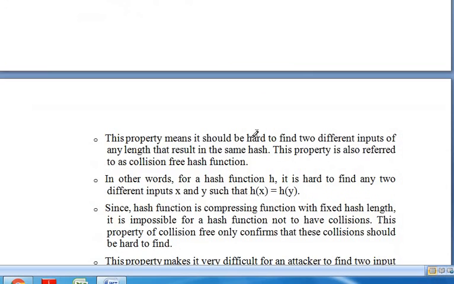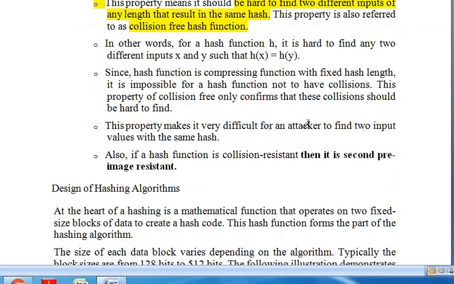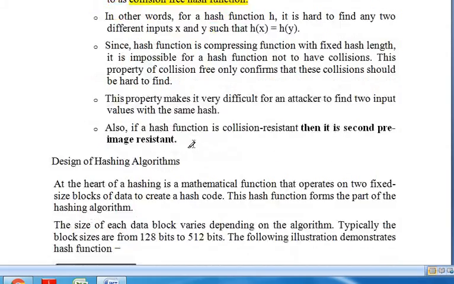Okay, collision resistance means it should be hard to find two different inputs of any length that result in the same hash value. So by knowing the hash value you cannot predict the input. That is a collision-free hash function. At a time it is very hard to find different inputs of any length that result in the same hash. Okay, so these are the properties.